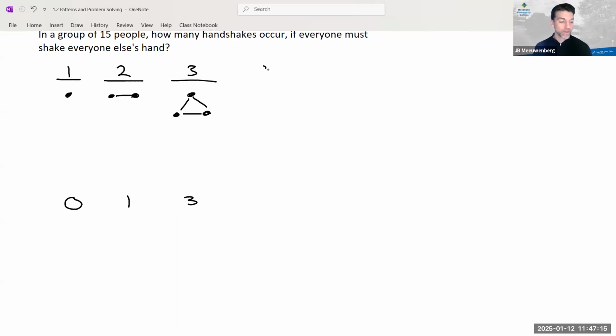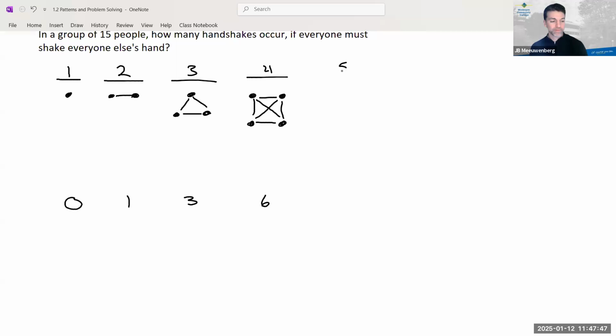Let's keep going. 4. So person, person, person, person. Let's count the handshakes. 1, 2, 3, 4, 5, and 6. Everybody shook 3 people's hands. 1, 2, 3, 1, 2, 3, 1, 2, 3. Yep. So 6 handshakes. Okay.